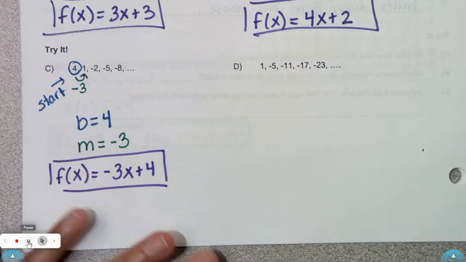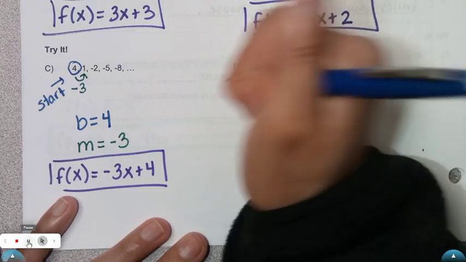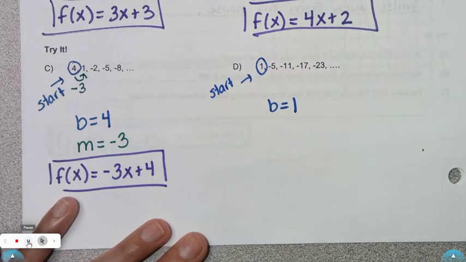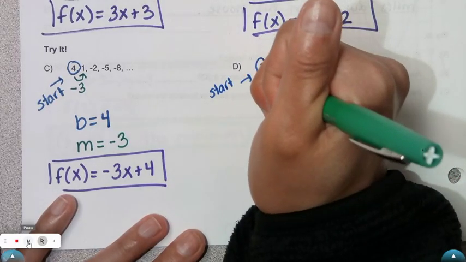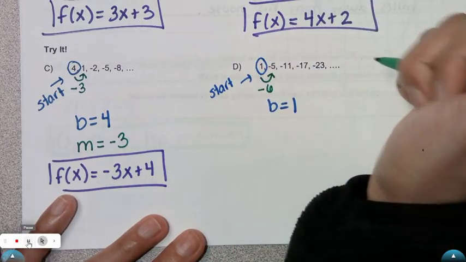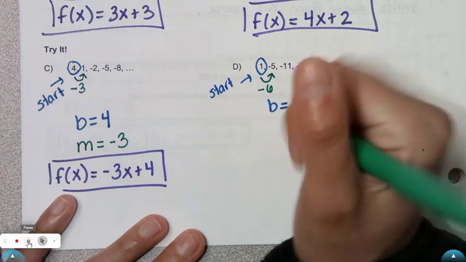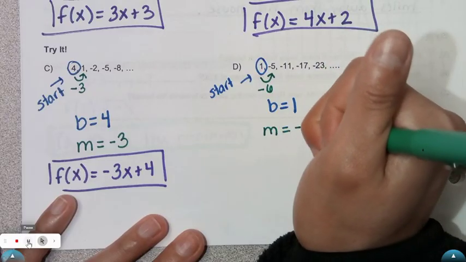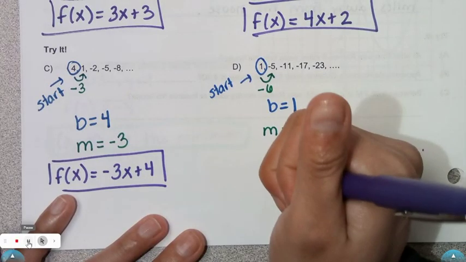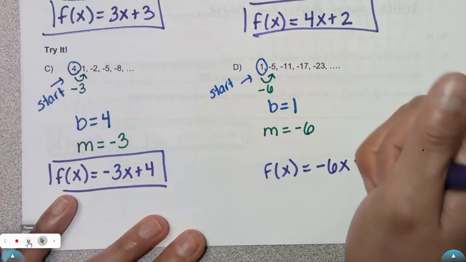All right, last one, D. So I'm going to identify this is my start. So b is 1. My change is decreasing. I'm decreasing by 6. If I check that with every single thing, it's the same. So my m equals negative 6. If I plug those numbers into my equation, I get negative 6x plus 1.